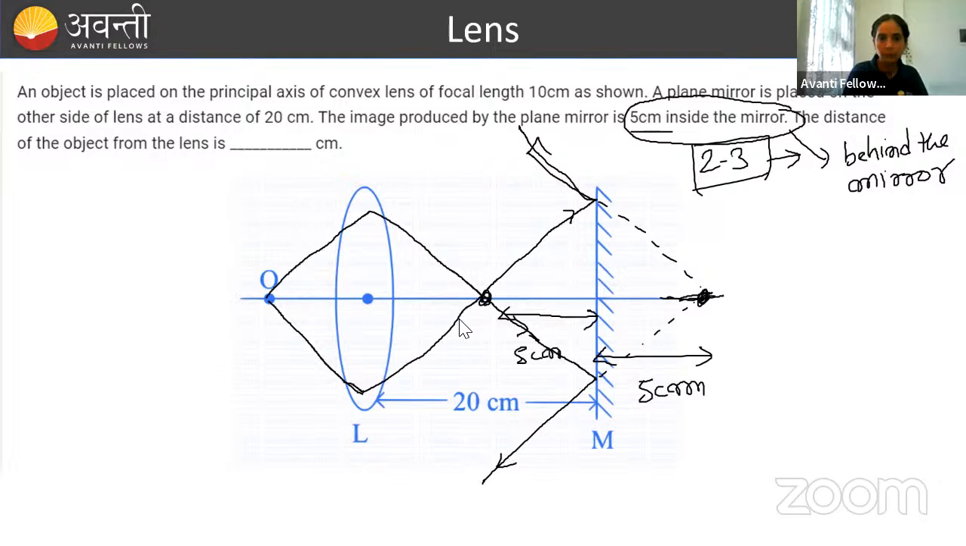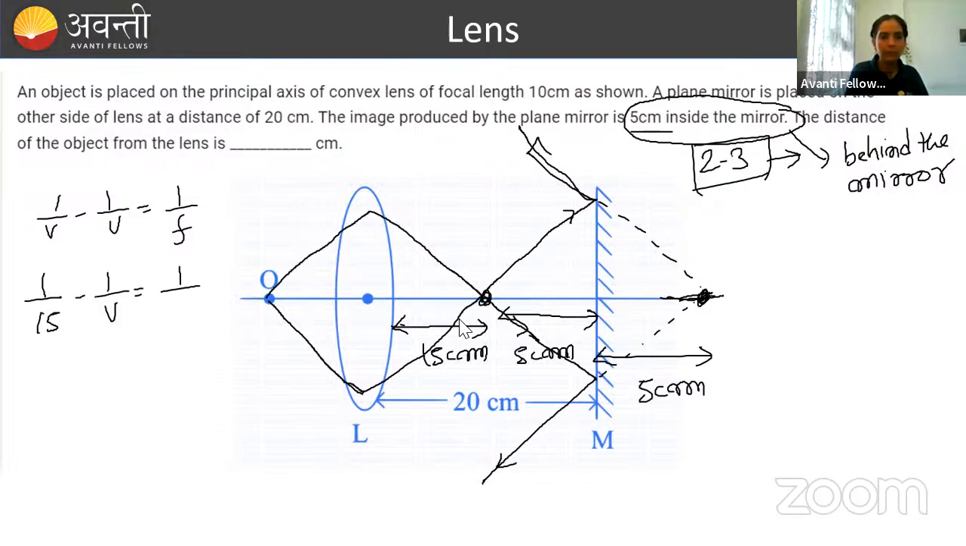So this must also be 5 centimeter from here, right? Because for a plane mirror, image distance is equal to object distance. So this is 5 centimeter. Now this will become how much? 15 centimeters. So this is the image distance. So we can easily calculate the object distance now. Apply the lens formula. So what is the lens formula? 1 by v minus 1 by u equal to 1 by f. 1 by v, that is 15 with sign convention, will be plus, minus 1 by u, equals 1 by f. f is how much? Focal length is 10 centimeter.